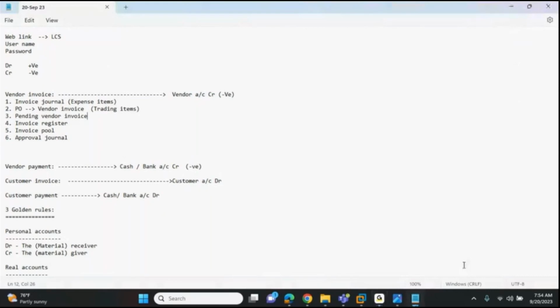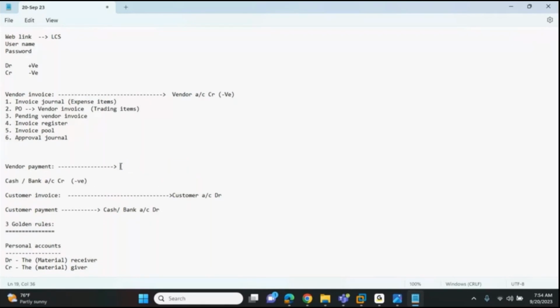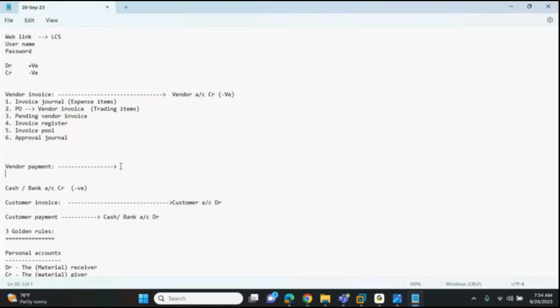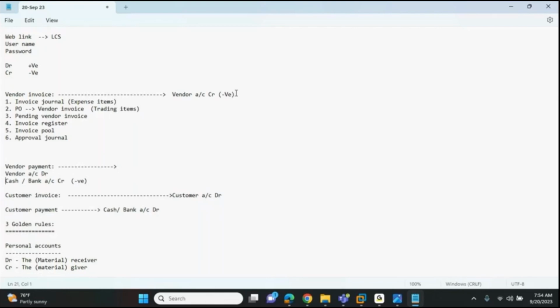Any more questions, team? Sir, when we are paying the vendor through bank or cash, it will be debit? Yes. You are paying money, so your cash balance or bank balance will be decreased. The full entry is: vendor account will be debited, and cash or bank will be credited.